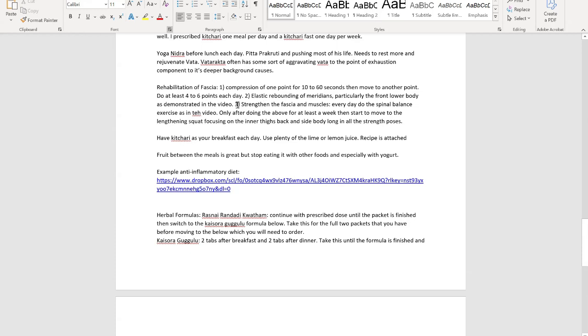And then I gave him a strengthening exercise to consolidate the fascia, doing a spinal balance exercise where we are in all fours. We're extending one limb out in front and the opposite leg behind us, which is the pose of spinal balance. Only after doing the above for at least a week, then start to move to lengthening squat, focusing on inner thighs, back and side body long in all strength poses.